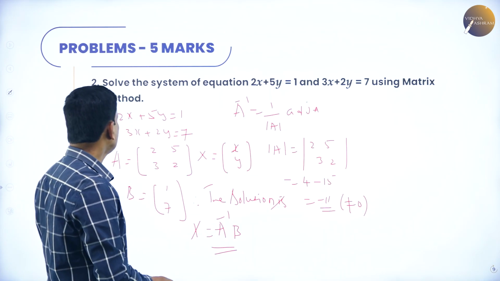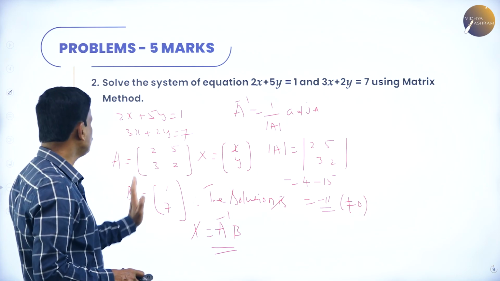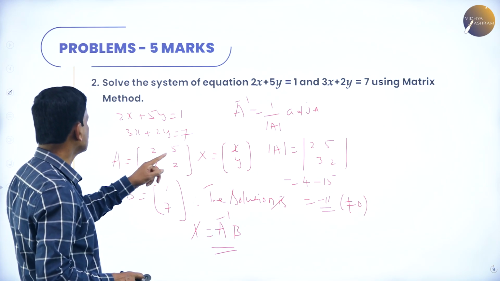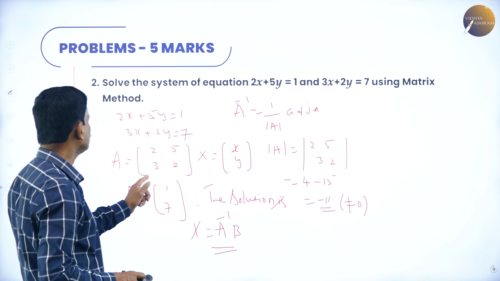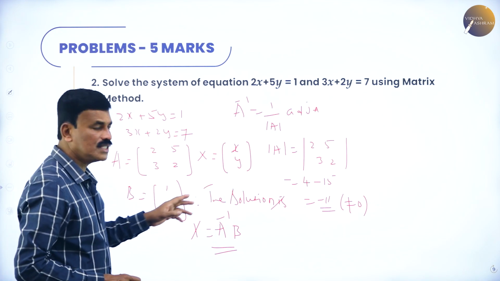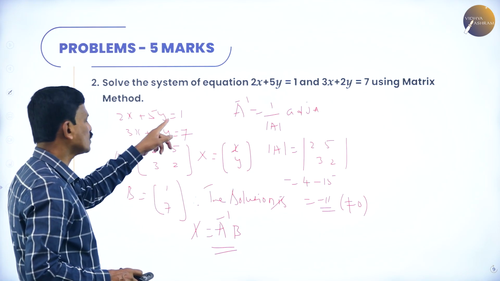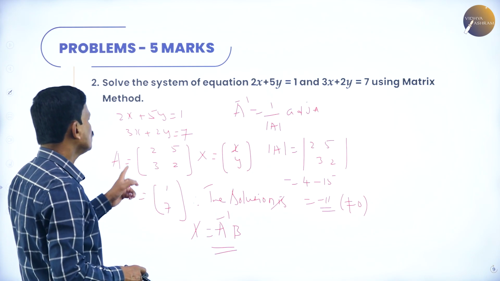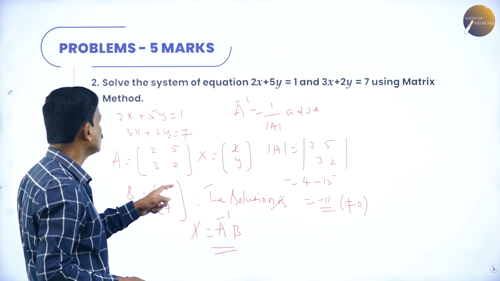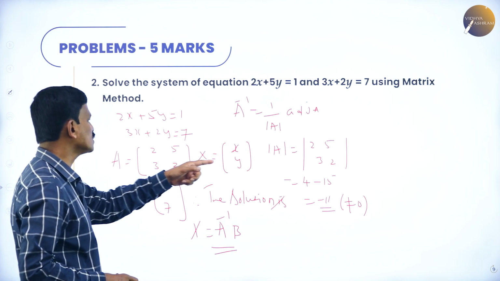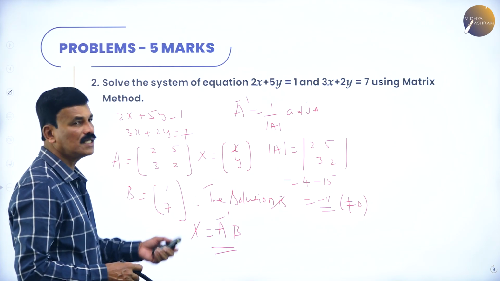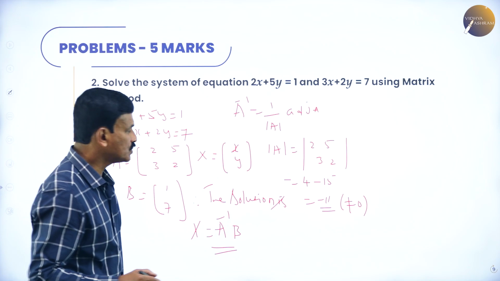Right. Here, first write down the values of A, B and X. A is the coefficient of X, Y, that is 2, 5, 3, 2, and X and Y is as it is, and B is nothing but the constants 1 and 7. Find out the determinant of A. Determinant of this is 2 twos are 4 minus 5 threes are 15, which is minus 11. A inverse is equal to 1 over determinant of A into adjoint of A.